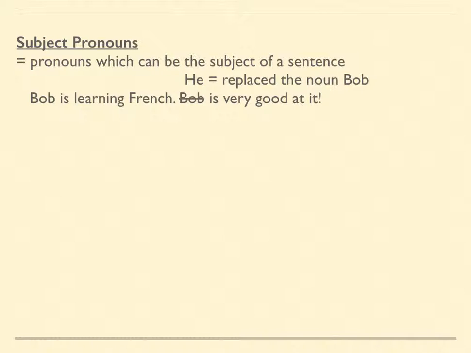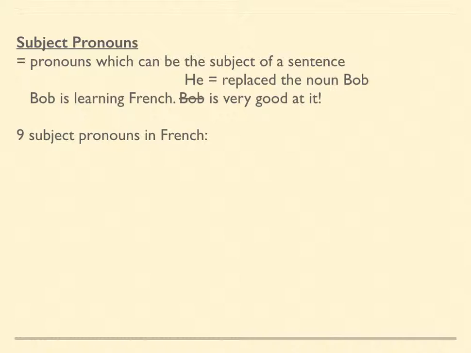He is a replacement for the noun Bob. We're still referring to the same person, but now he has a brand new word, he, that refers back to him. This is what makes he a pronoun. Since he is also the subject of a sentence, it is a subject pronoun.